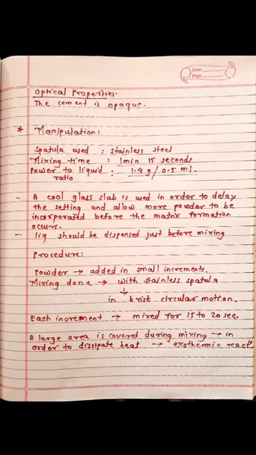Now the important question: what is the mixing time of zinc phosphate cement? You should remember that the mixing time of zinc phosphate cement is 1 minute 15 seconds. And what is the powder to liquid ratio? 1.4 gram to 0.5 ml is the powder to liquid ratio of the zinc phosphate cement. Learn it.